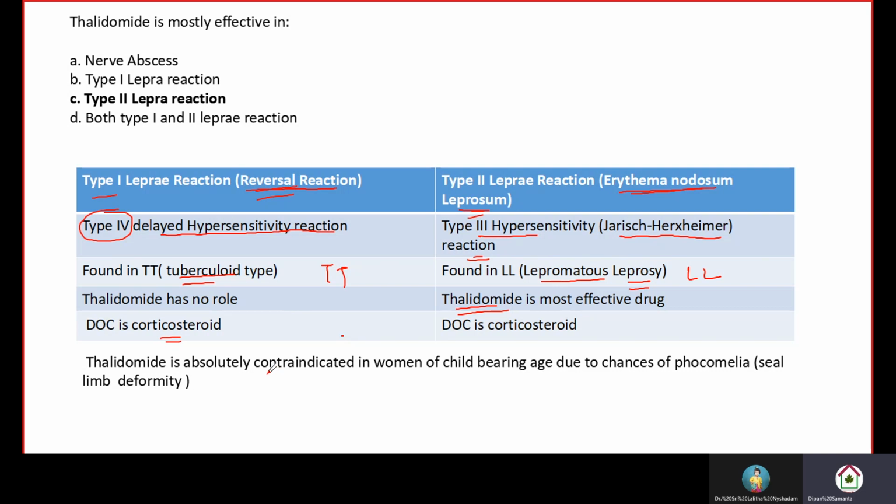Now thalidomide is absolutely contraindicated in women of childbearing age, because it has been found that thalidomide is highly associated with phocomelia or seal limb deformity. That means the limb of the fetus will not get separated. That is why thalidomide is not given to women of childbearing age. And both in type 1 and type 2, as a treatment, we go for corticosteroids.